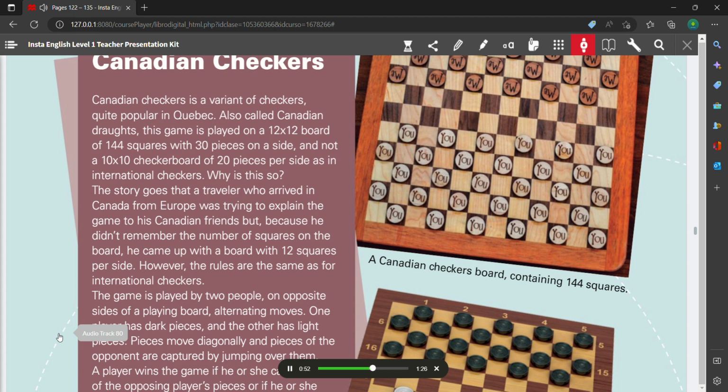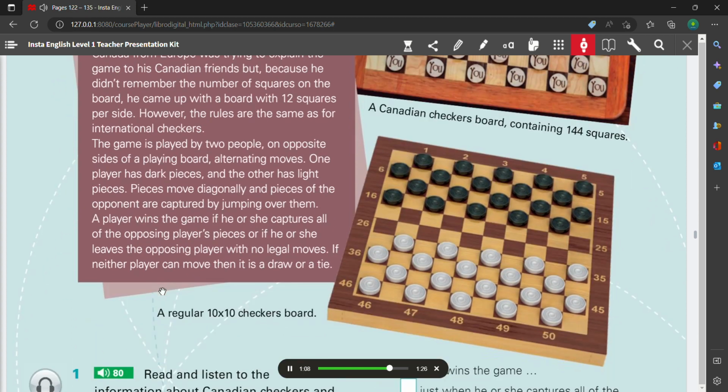The game is played by two people on opposite sides of a playing board, alternating moves. One player has dark pieces and the other has light pieces. Pieces move diagonally, and pieces of the opponent are captured by jumping over them. A player wins the game if he or she captures all of the opposing player's pieces, or if he or she leaves the opposing player with no legal moves. If neither player can move, then it is a draw or a tie.